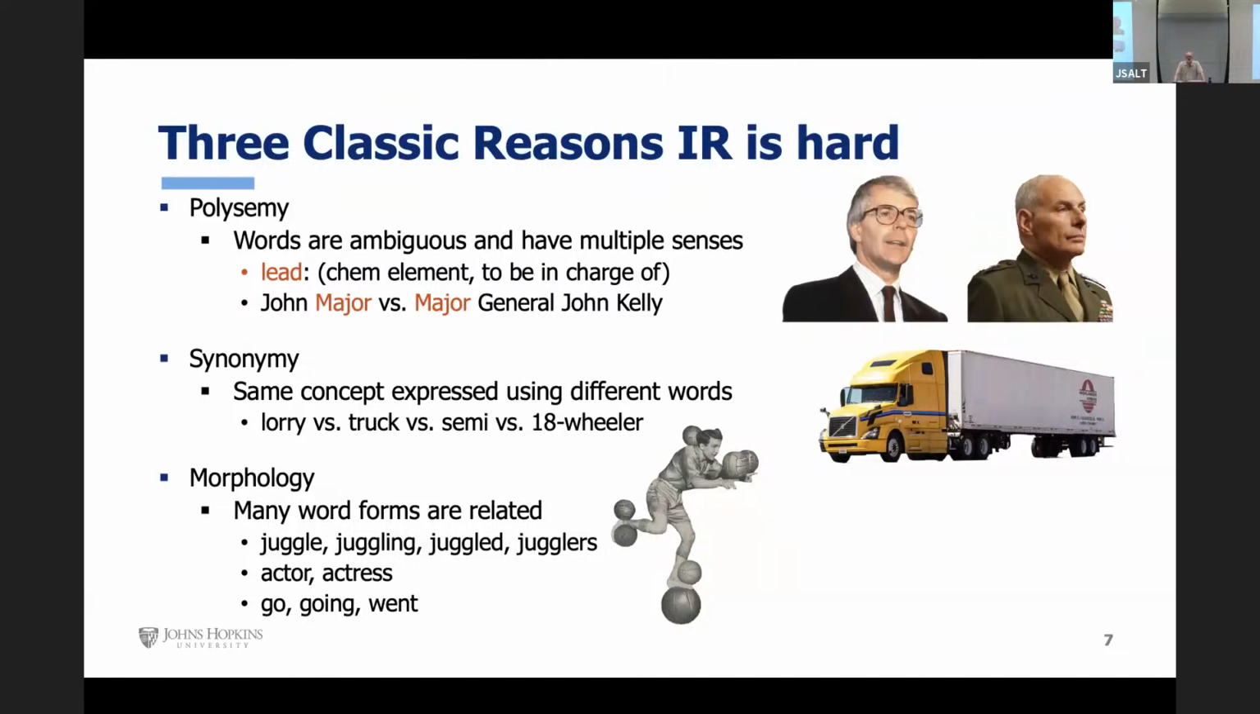But morphology is not particularly easy. In English, it's pretty easy. So there are simple things you can do for English morphology. But in other languages, it can be very difficult to deal with the morphology.